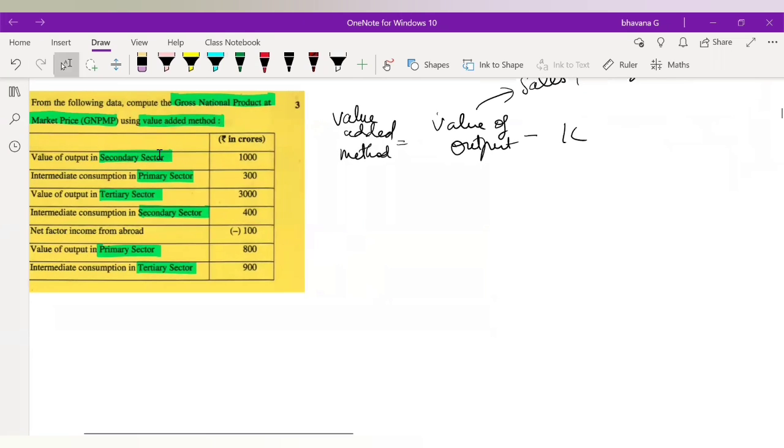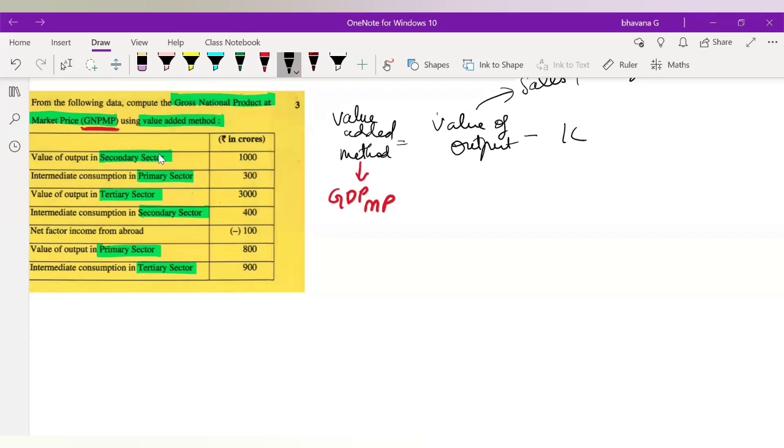Okay, so before we move on to solving the question, here what you have to remember is, if you do the value added method, the answer that you are going to get is nothing but GDP MP only. Okay, and after that we have to do a few adjustments and find out GNP MP. So first we'll find out GDP MP.